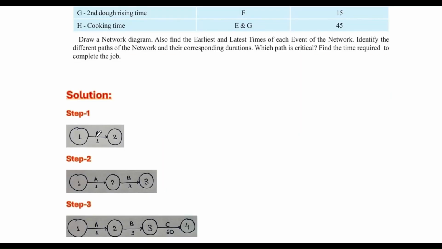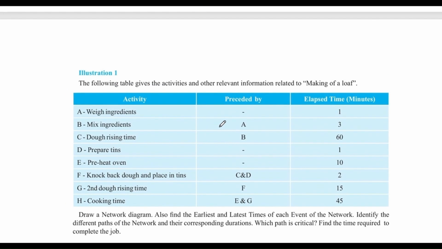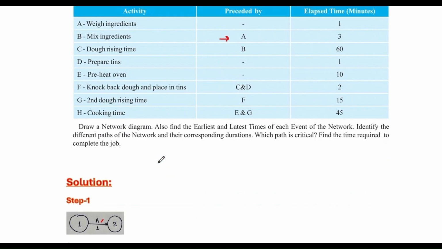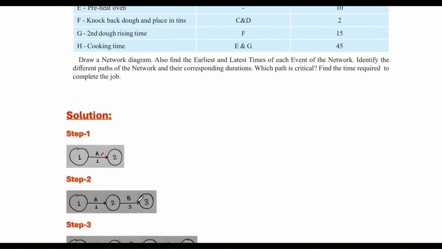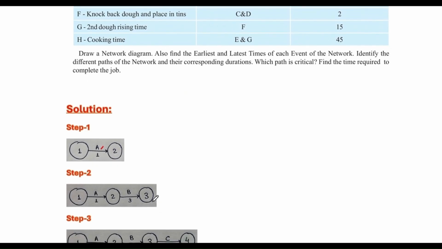Start with node 1 to 2. Here, this is activity A and the duration is 1 minute. Now activity B is preceded by activity A. That means after completing A, we can start B. So node 2 to node 3, write activity B equal to 3 minutes.